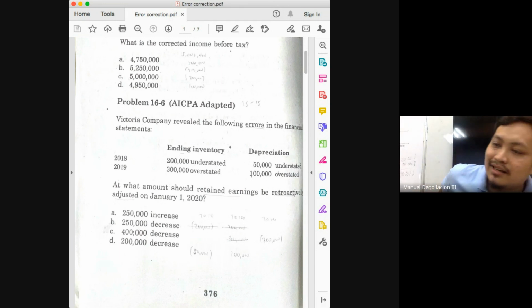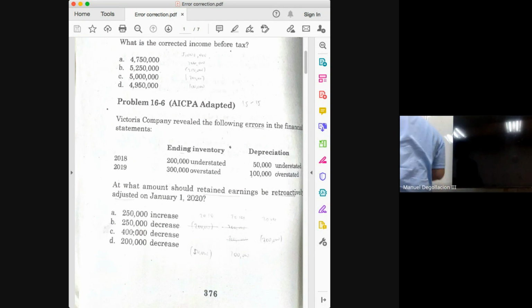If you'll notice here, class, these came from the understatement in the ending inventory 2018. Do you follow? And this one is also an understatement, the understatement of your beginning inventory. These pertain to the same inventory, class. Ending inventory in 2018, beginning inventory in 2019.